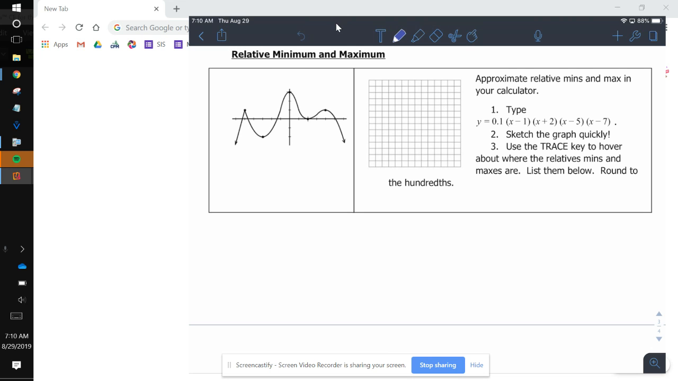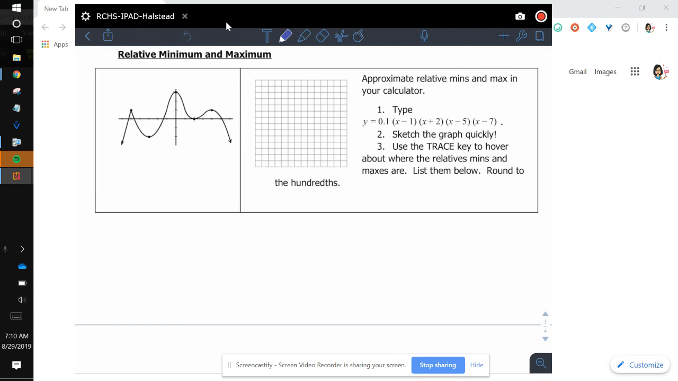Hey guys, we're looking at relative minimums and maximums of a graph, but more important, the other skill you need to know is how to find the relative minimums and maximums on your computer. So, what is the relative minimum or maximum? A relative min or relative max is the highest or the lowest point on a graph in a certain area.